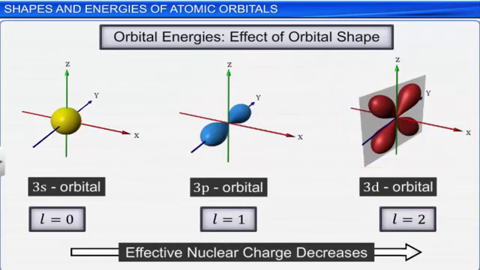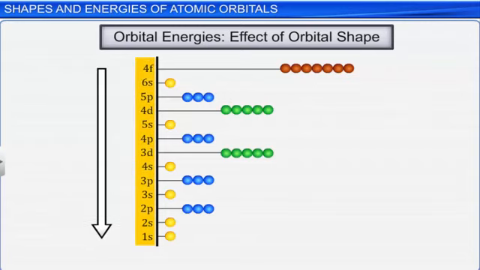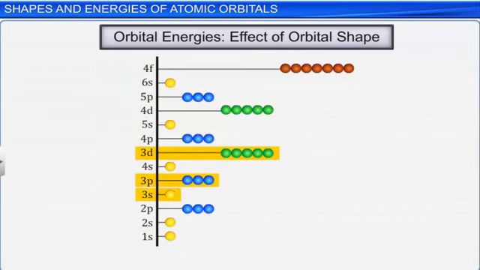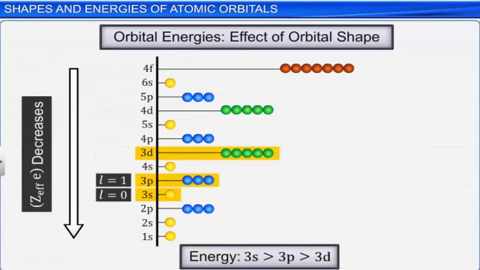Due to the difference in the net effective nuclear charge experienced by different orbitals of a principal shell, the degeneracy is lost and hence they show different energies. Because the effective nuclear charge experienced by the orbitals decreases with increase in l, the energy of s orbital is lower than that of p orbital, and that of p orbital is lesser than d orbital, and so on.